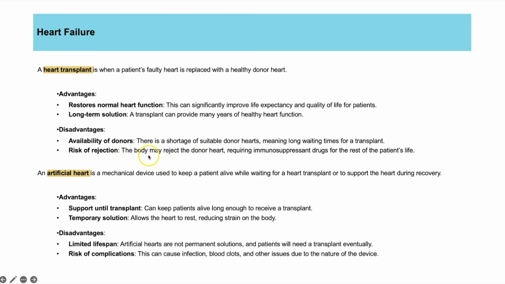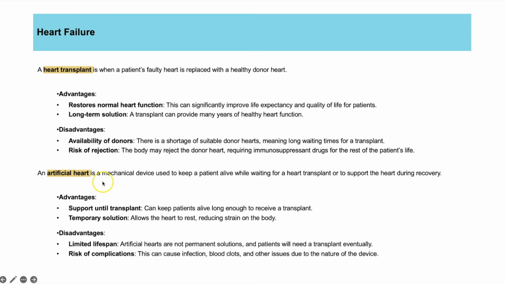So you'd have to wait for a donor that matches your tissue types and also take immunosuppressant drugs, which basically means it suppresses, so it lowers your immune response to try and stop it from rejecting the heart.